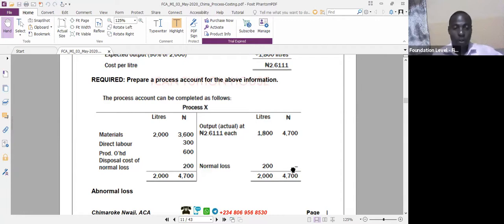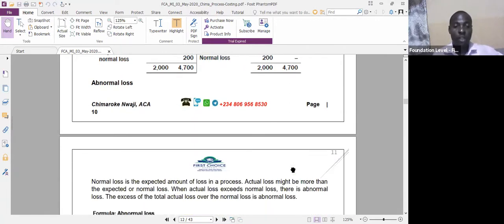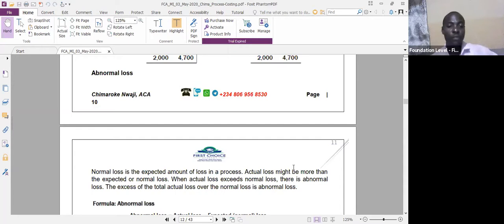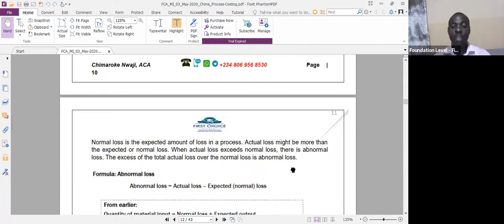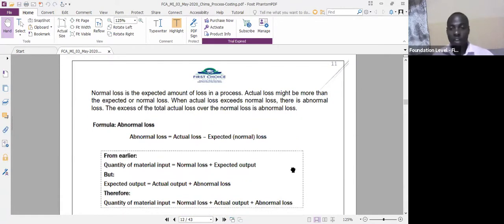Now that's so much for normal loss. Let's look at abnormal loss. Abnormal loss is a situation whereby you experience loss that you were not expecting. So normal loss is loss that you expect normally in production. And if you go beyond the expected, you now have an abnormal loss. So how can you deal with abnormal loss?